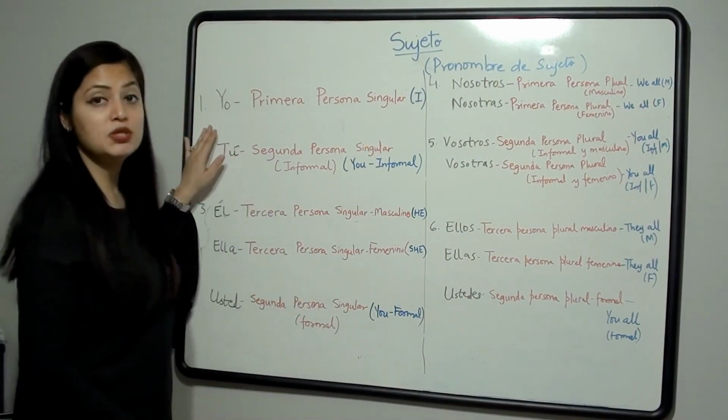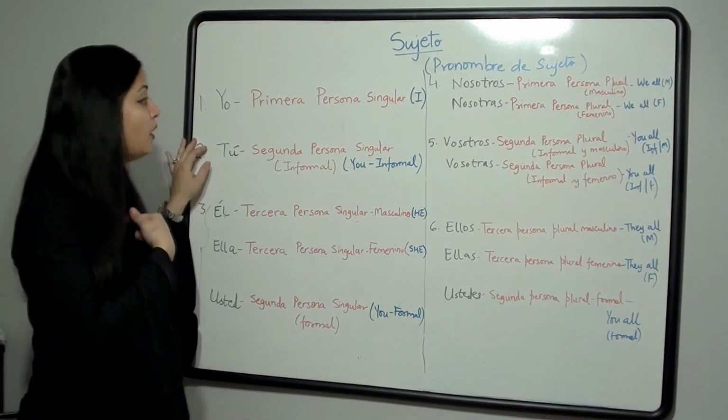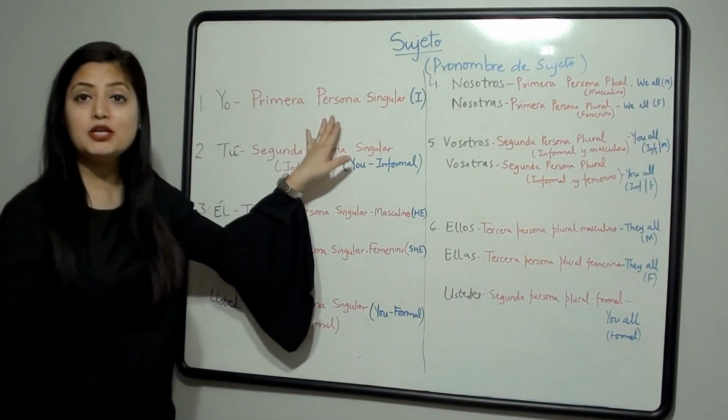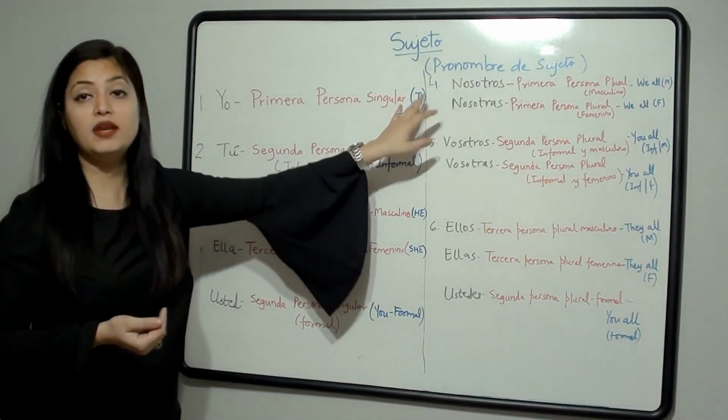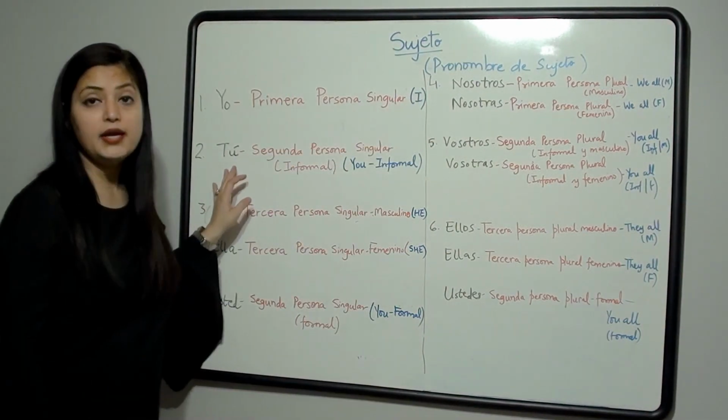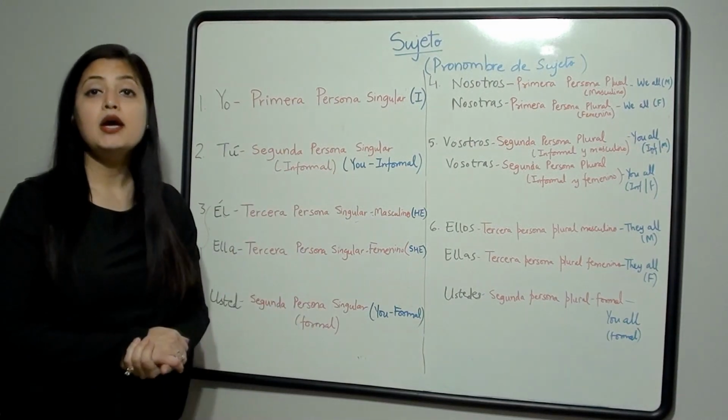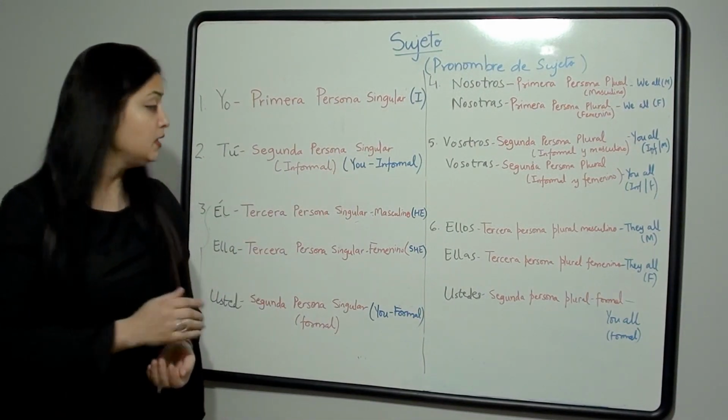So the first subject is yo. Yo es primera persona singular. First person singular. It is the equivalent of I. Tú es segunda persona singular. It means it is second person singular.